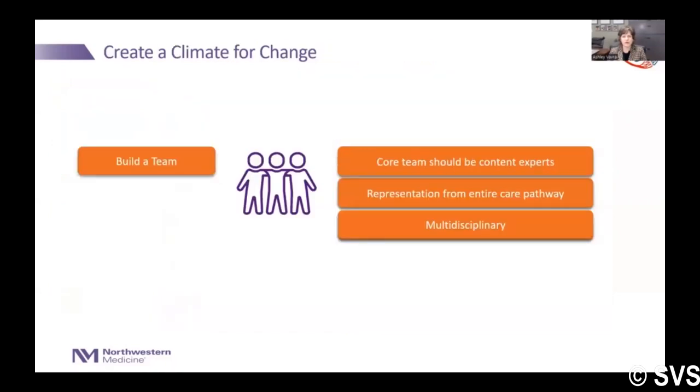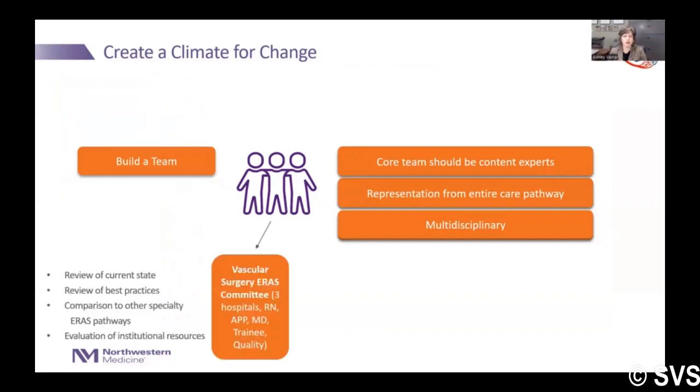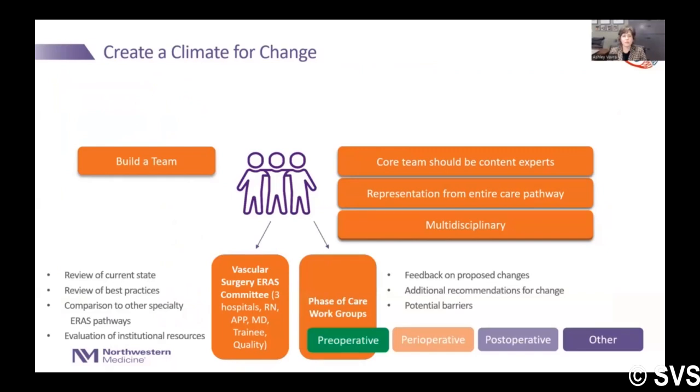So I'm going to go through each of these different phases and talk about what this looked like at our institution. So instead of one team, we developed multiple different teams. We first started with a core group of vascular surgeon representatives from 3 different hospitals that included physicians, nurses, APPs, quality representatives, and trainees. And then we used that team to develop the initial care pathway and then ran that by different work groups that we created based on the phases of care.